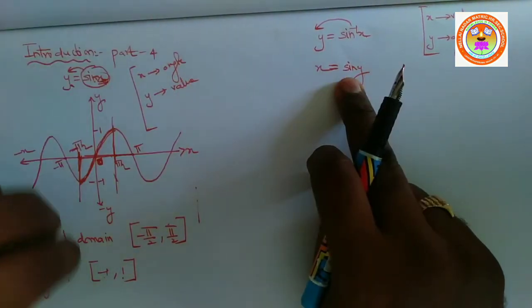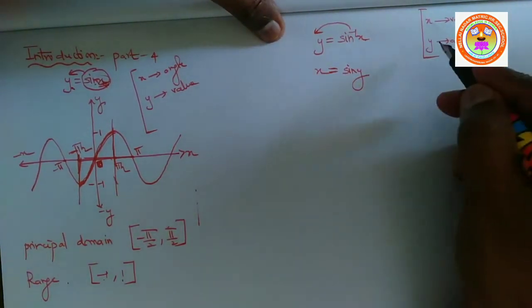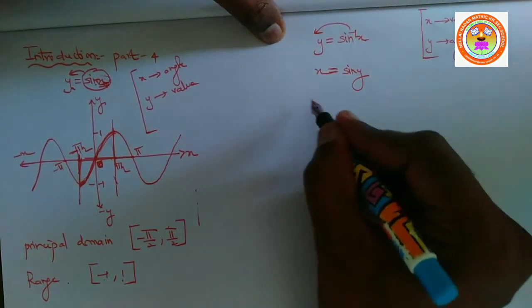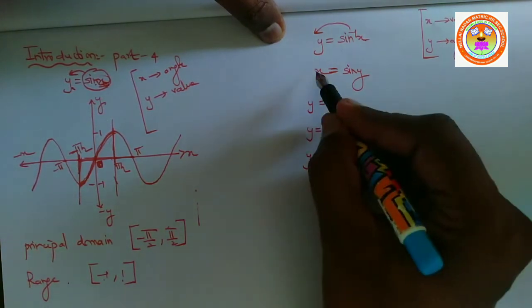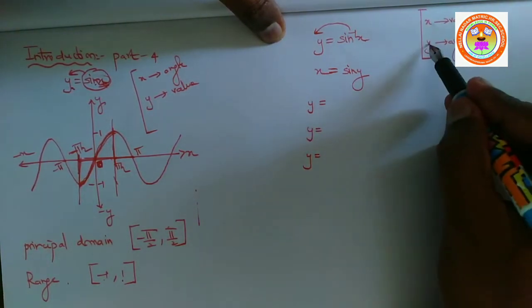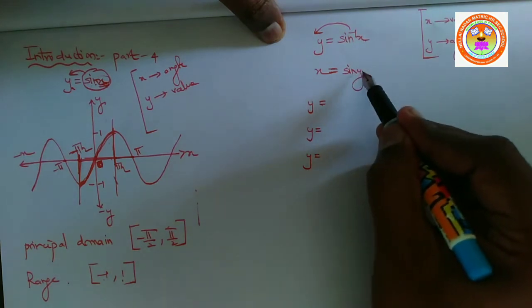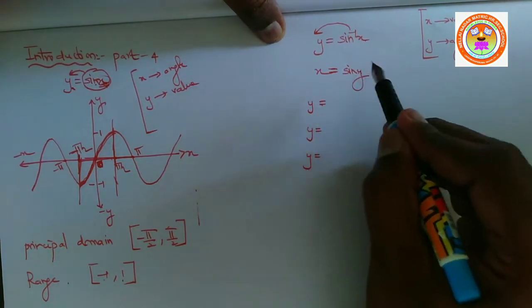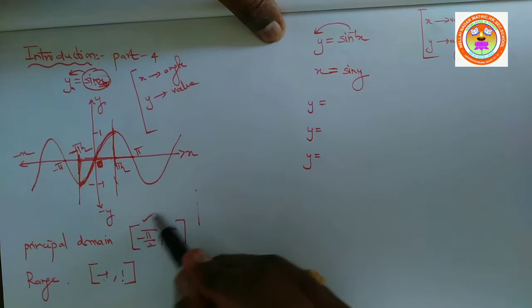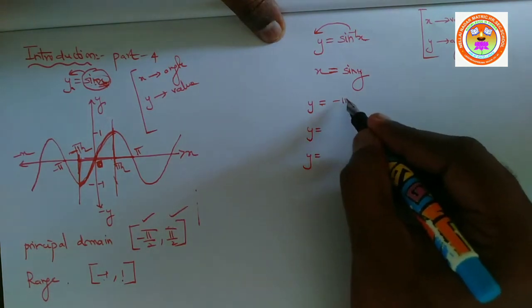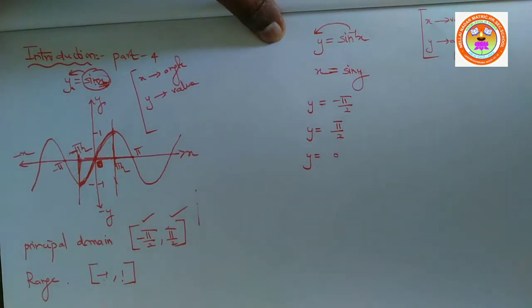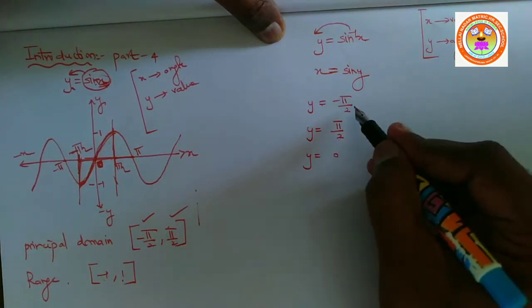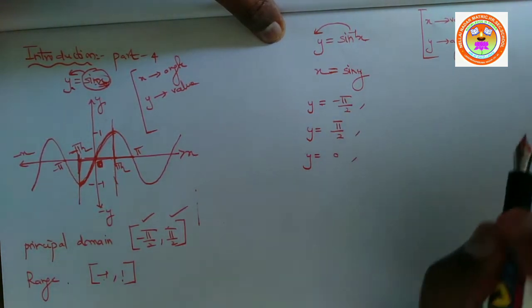So using this only we are going to draw the diagram. What is y? Y is nothing but angle. So I am going to apply angle values for y. I am going to take these angle values from here: minus pi by 2 to plus pi by 2. I will take 0 also. So y is equal to minus pi by 2, and y equal to 0.